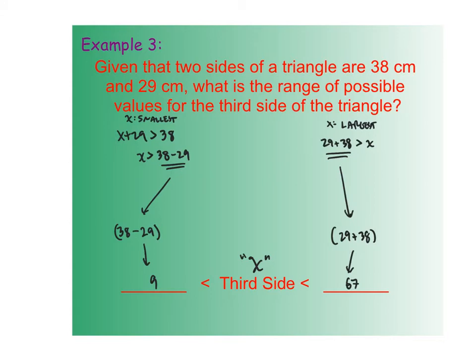So if you're ever asked the range of possible values for the third side, take the two numbers given, add them, take the two numbers given, subtract them, make sure that both values are positive, because side lengths have to be positive, and you've got your range of possible values. All right, let's look at a couple more examples.